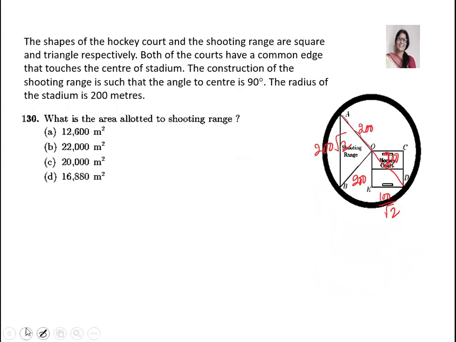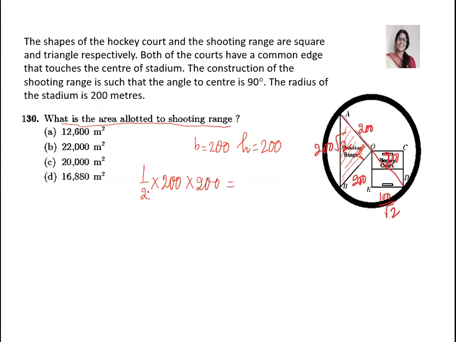Now coming to the question. First is, what is the area allotted for the shooting range? That means it is the area of this triangle AOB. So it's very easy because AOB angle is 90 degree. So it is a right triangle whose base is equal to 200 and height is also 200. And since it is a triangle, its area will be half, multiplied by base 200, multiplied by height 200.